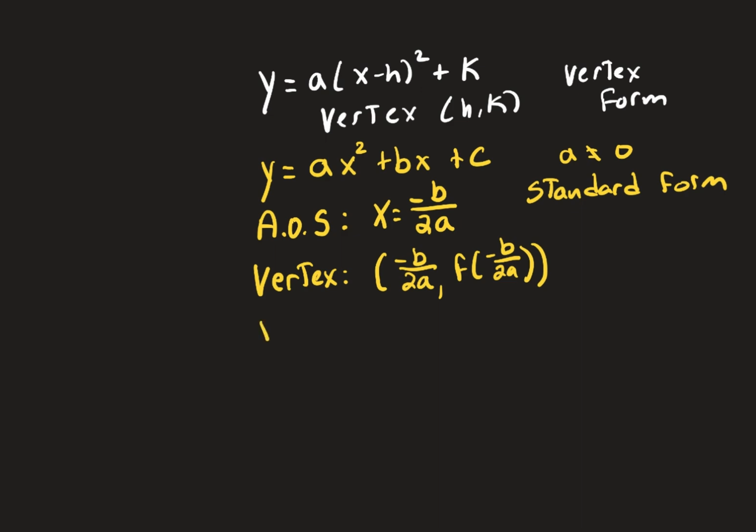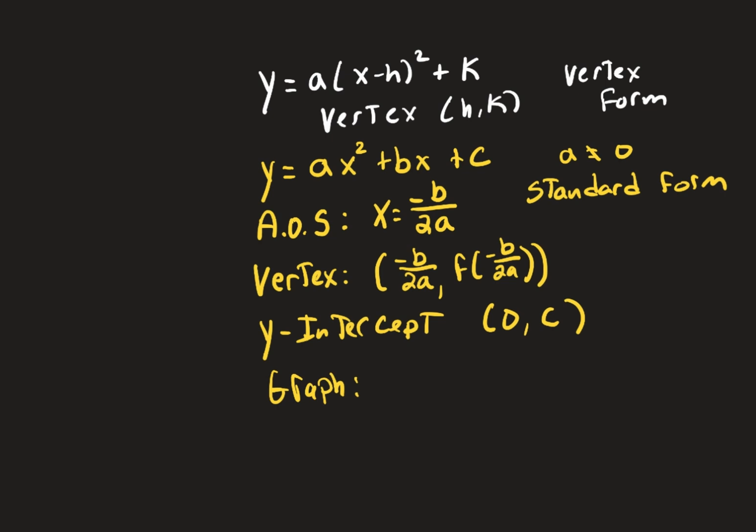The next thing we're going to find is the y-intercept. And that's really pretty easy to find. It's when our x value is equal to 0, because that's the y-axis. And if you look up there, if we plug 0 into the standard form, we've got a times 0 squared plus b times 0. Anything times 0 is 0. So all we have left is c. And then the last thing we're going to do is go ahead and graph it.